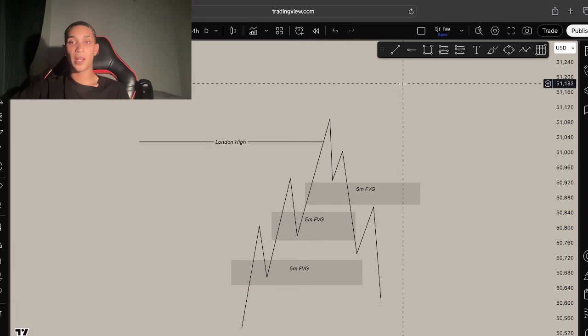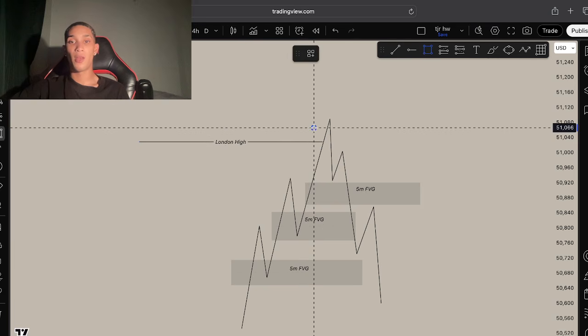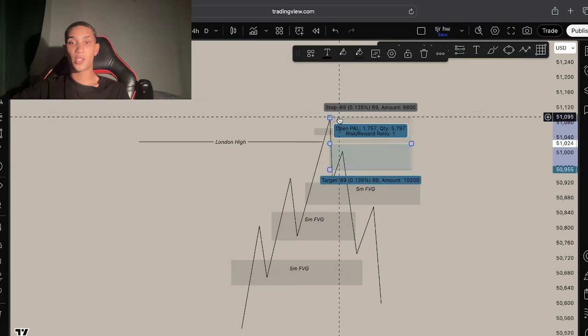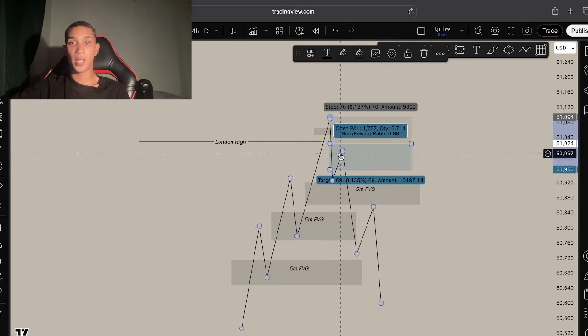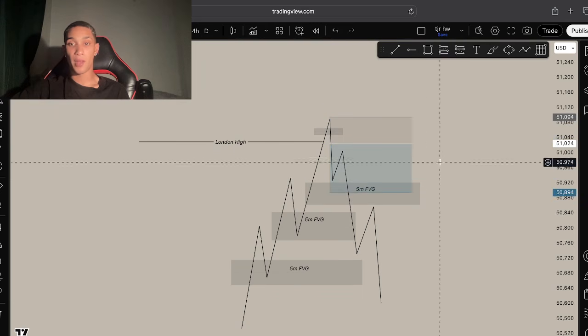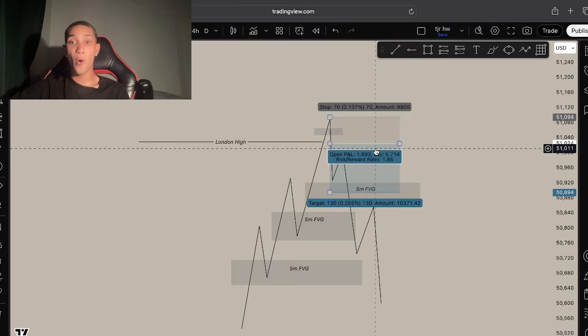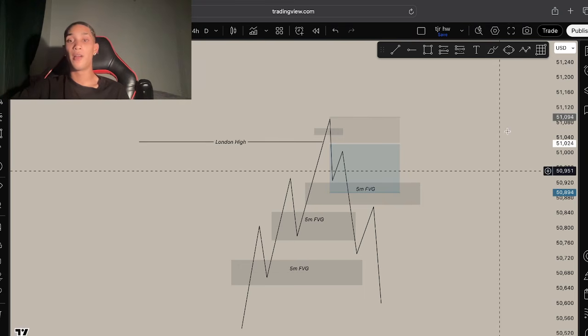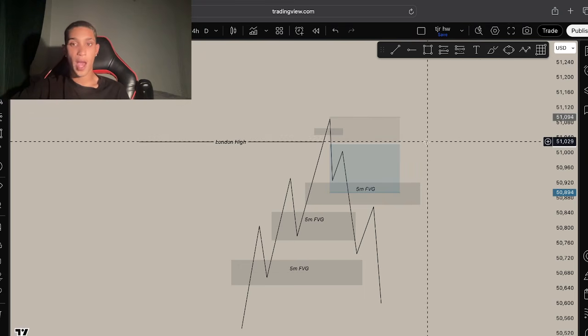After sweeping London high, let's just say we get a 1-minute inverse to the downside. In this situation, we can target this 5-minute gap, right? That's more than enough for us. And before price sweeps higher and resweeps this high, at minimum, we should see that unfilled 5-minute get filled, because it would use that to go higher. But if it doesn't get filled to go higher, no problem.